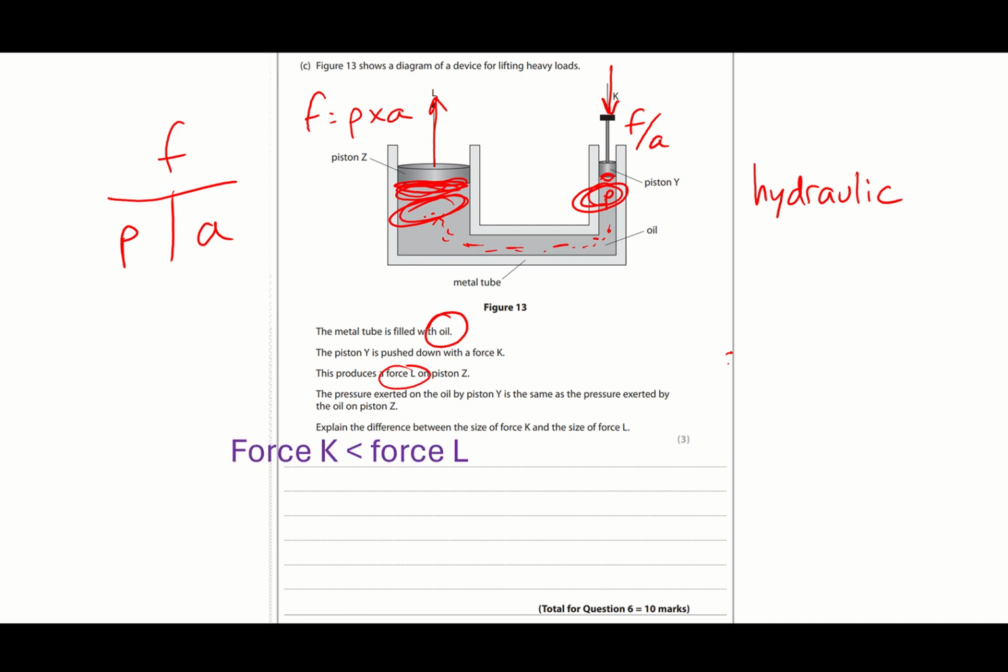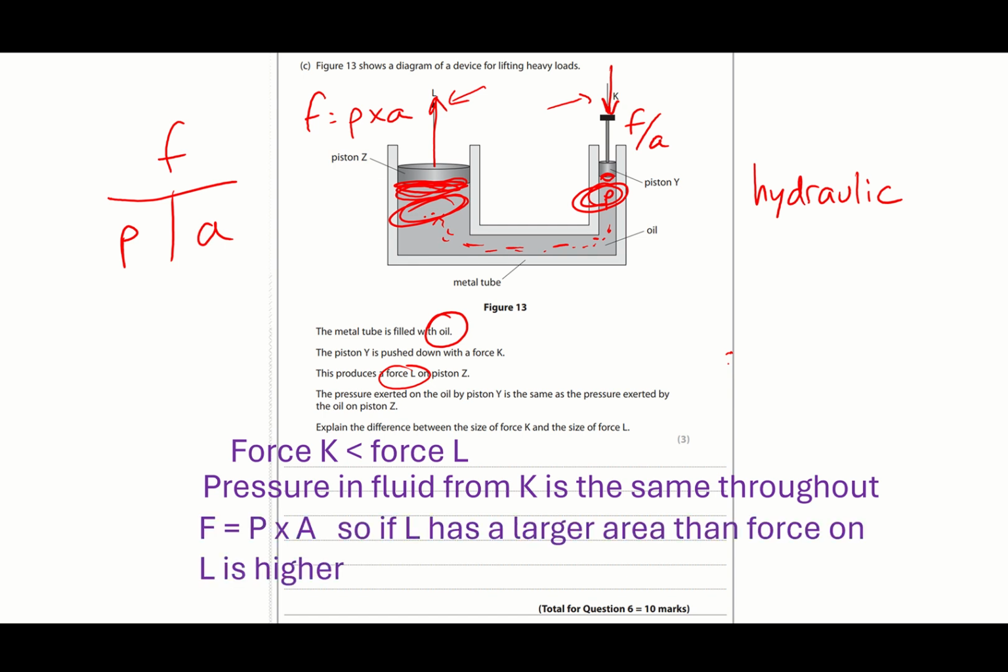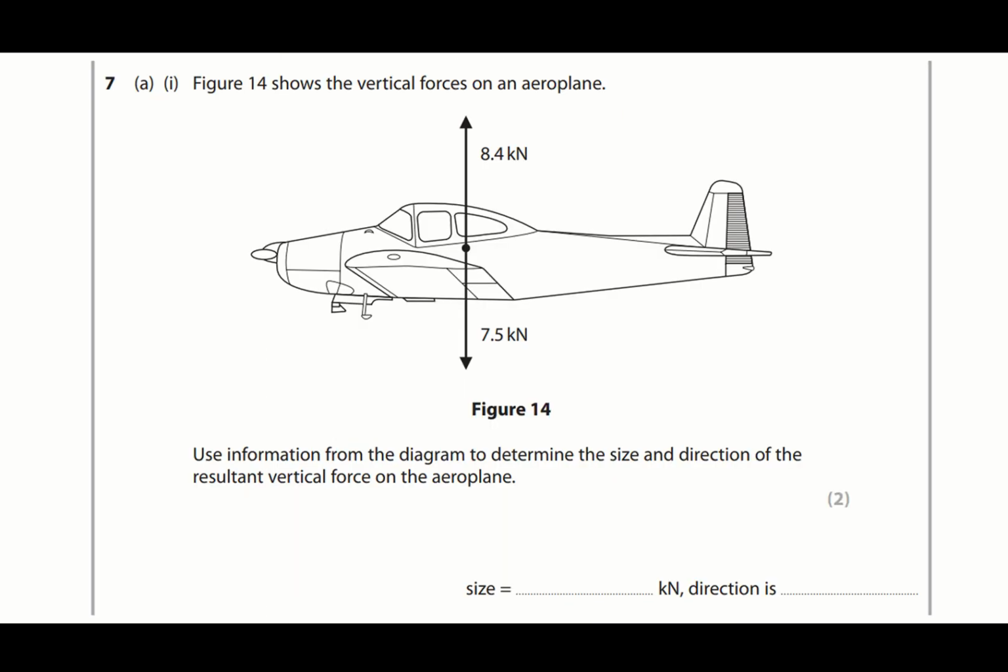So explain the difference. Well, force K is going to be less than this force. Next part, the pressure in the fluid from the K is the same throughout the system. And because we know F equals P times A, if L's got a larger area, then the force on L must be higher. Okay, and that's the basics for that. And I think that's that question all done.